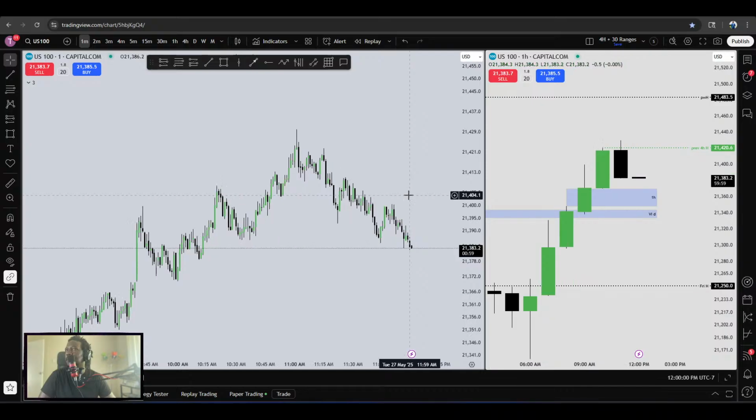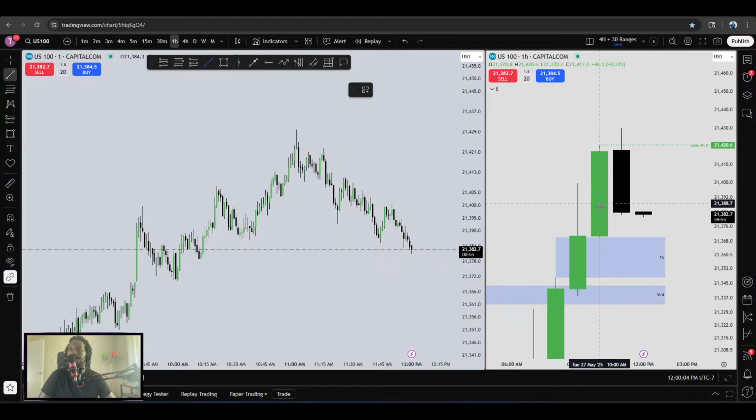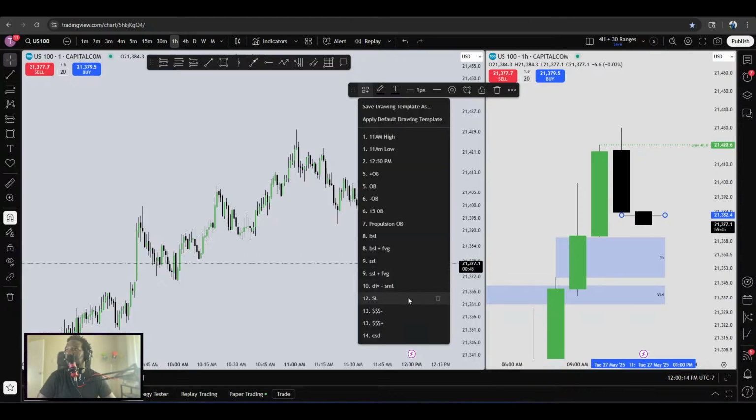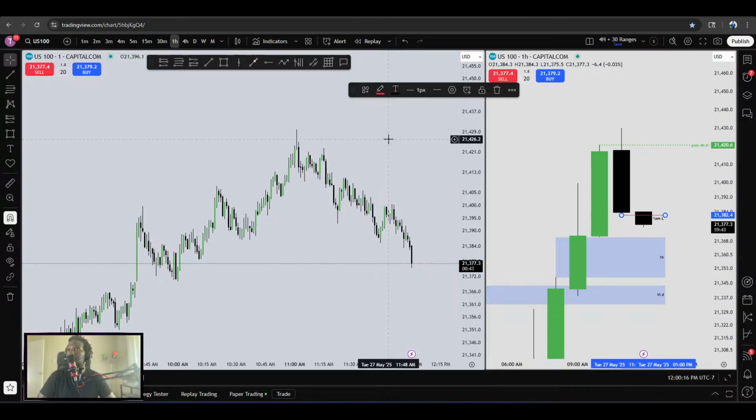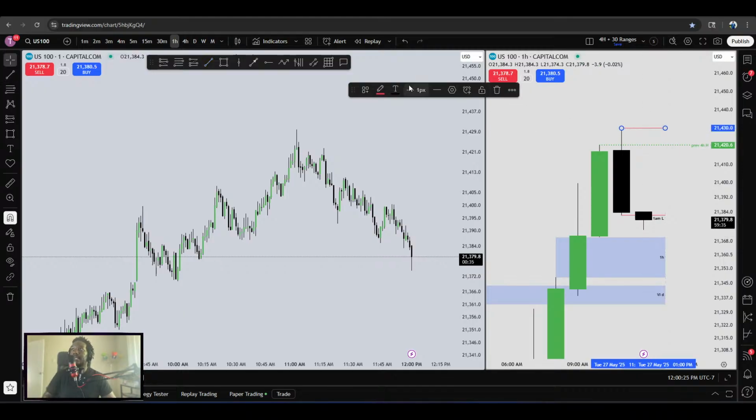Okay, so we just closed the trade. So let's mark out those real quick. Do I need? No, I don't need them on both sides. So that's the low right there. So that's the 11 a.m. low. There we go, and that's the 11 a.m. high, which should be our target, but I don't think we're gonna get up there.